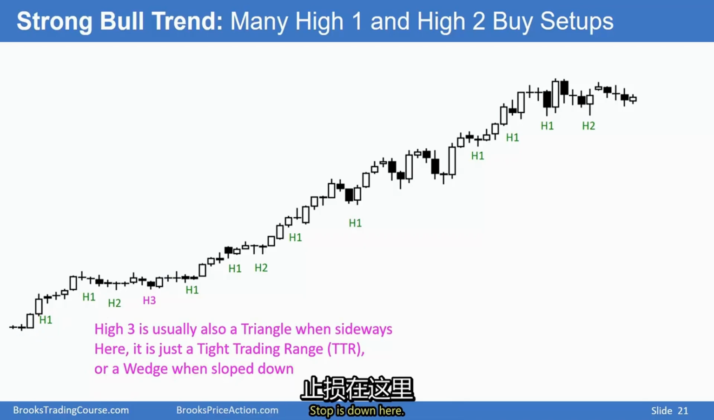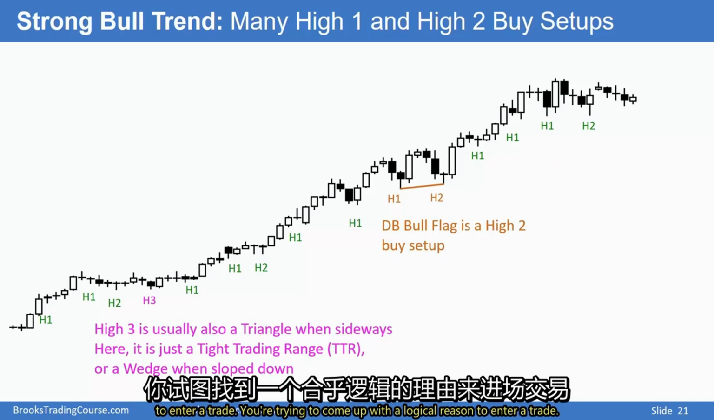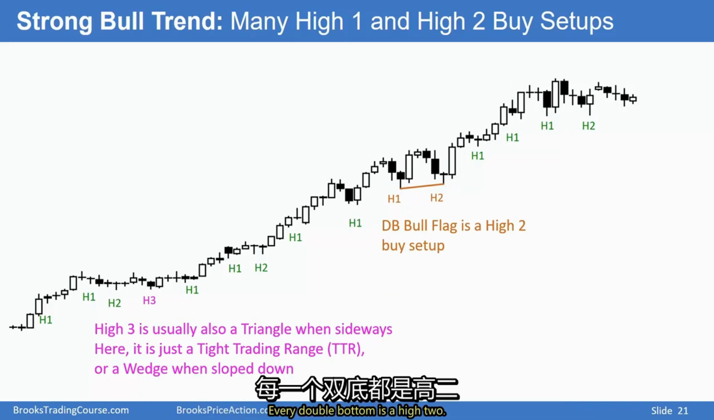Stop is down here. The whole purpose of bar counting is to look for reasons to enter a trade. You're trying to come up with a logical reason to enter a trade. Every double bottom is a high 2.